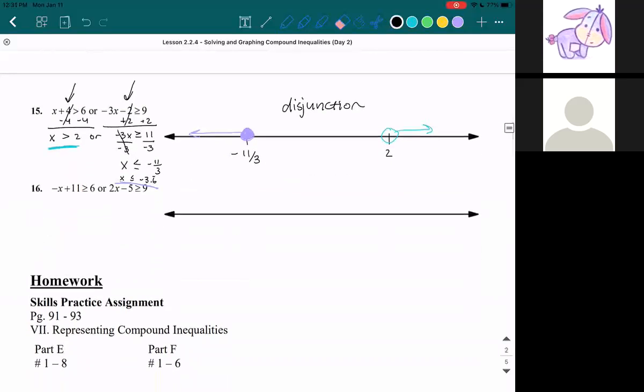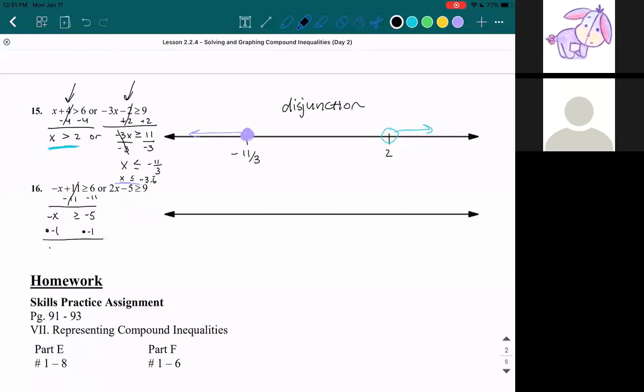All right, remember, if you have any questions, please let me know. But let's go on to number 16. We have two things to solve once again. We first have -x + 11 ≥ 6. I'm going to subtract 11 from both sides. We get -x, those cancel out, ≥ -5. So we have a negative x. To get rid of that, I'm going to multiply both sides by negative 1.